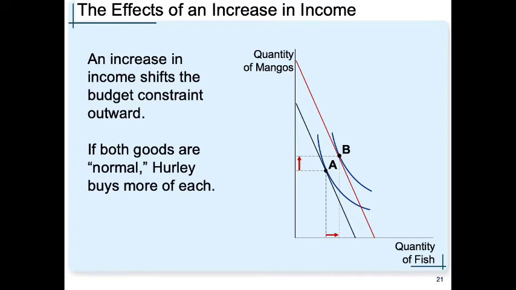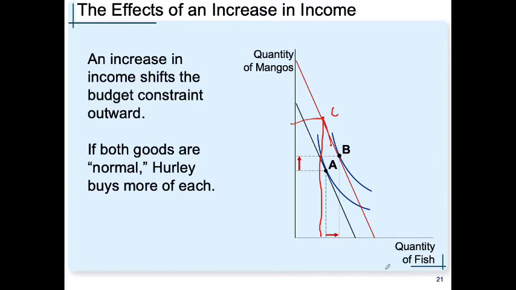However, let's suppose that fish was an inferior good. If fish was an inferior good, what would happen is you would not want to be consuming more fish even though your income has gone up. You'd want to choose something else. So in that case, your quantity of fish would not increase. You'd move to a different point over here somewhere, let's call it C, and at point C you'd be consuming less fish and more mangoes. That's if fish was an inferior good.